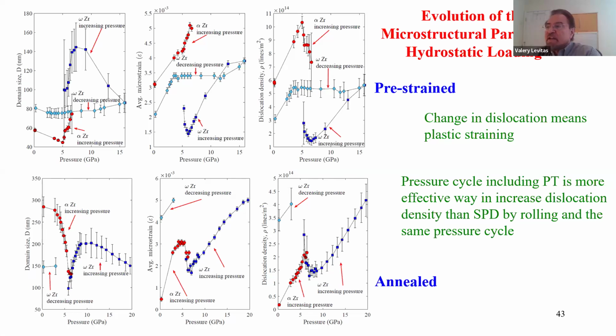This is very unexpected, and we also see a change in dislocations, meaning plastic straining, under hydrostatic loading. That means there is no clean hydrostatic loading. There are huge internal stresses, even in the pure phase, due to heterogeneity of polycrystalline materials. And measuring microstructure is a way to characterize this and to upgrade plasticity theory, which neglects plasticity under hydrostatic loading.